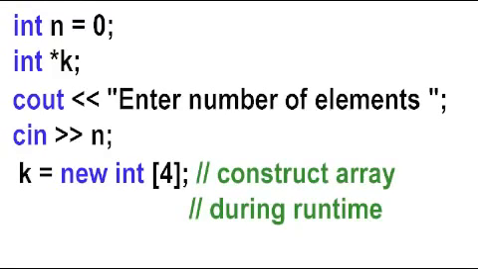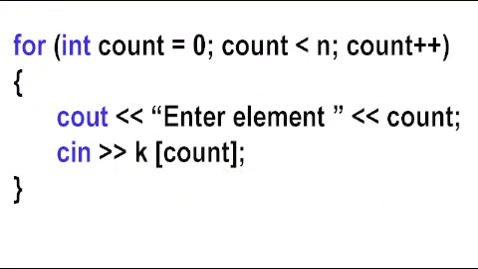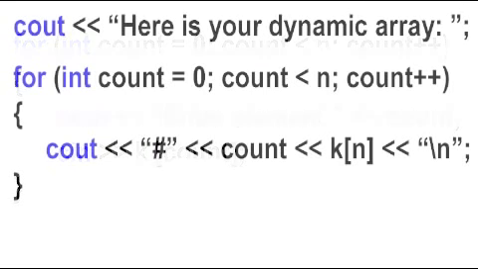Now here's where the new operator comes in. Since the program doesn't initially know how big your array is going to be, you need new to create an array during runtime. This array needs an initial size, so let's make that size 4. A for loop lets you put in n different array elements. After you input your elements into the array, you can display the contents of the array with another for loop.